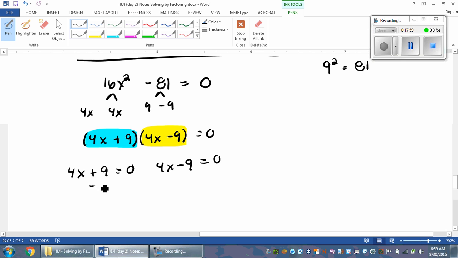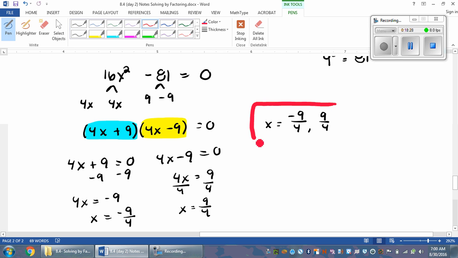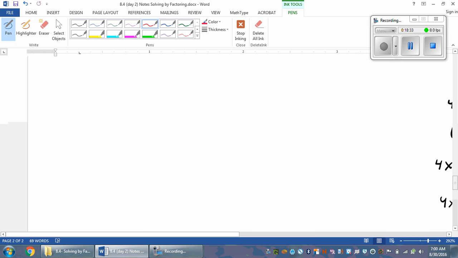So for our first equation, I'm going to subtract 9 from both sides. So 4x equals -9. Divide both sides by 4, x equals -9 fourths. Here I'm going to add 9, 4x equals 9. Divide by 4, x equals 9 over 4. My two solutions are -9 over 4 and +9 over 4. All right, let's go ahead and check out the next problem.